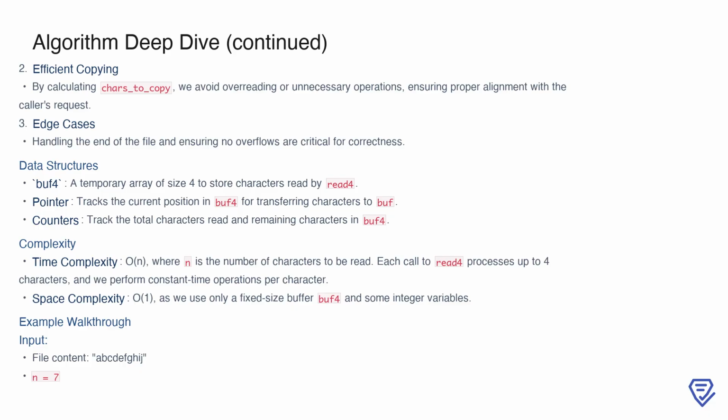Another key consideration is proper handling of edge cases, such as when the end of the file is reached or when there are leftover characters in buff4 from a previous call. The data structures we use include the temporary array buff4 to store chunks of up to 4 characters, a pointer to track the position within buff4, and counters to monitor the total number of characters read and the remaining characters in buff4. In terms of complexity, the time complexity is O(n), as we process up to n characters, and the space complexity is O(1), because we only use a fixed-size buffer and a few variables.